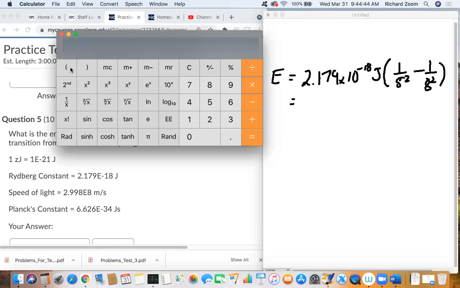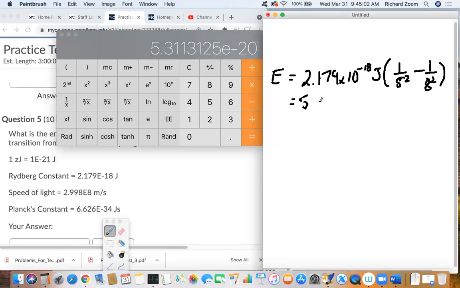And this is another way of doing it. I can just do times and put that in parentheses. 25 1 over x minus 64 1 over x, close parentheses. Here we go. So same result, 5.311 times 10 to the negative 20.